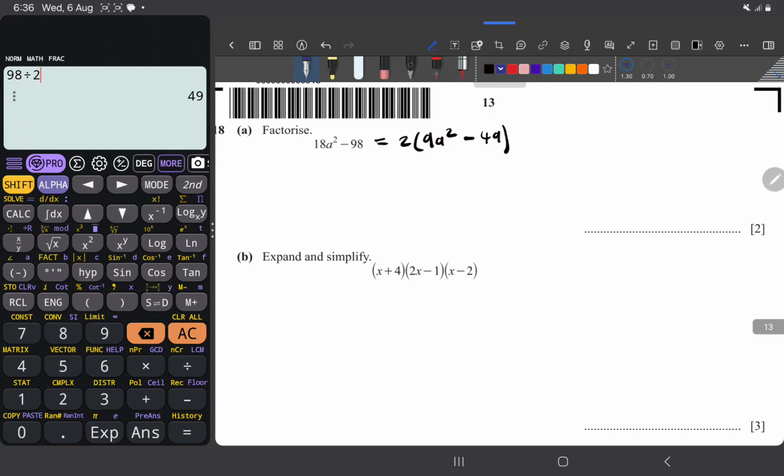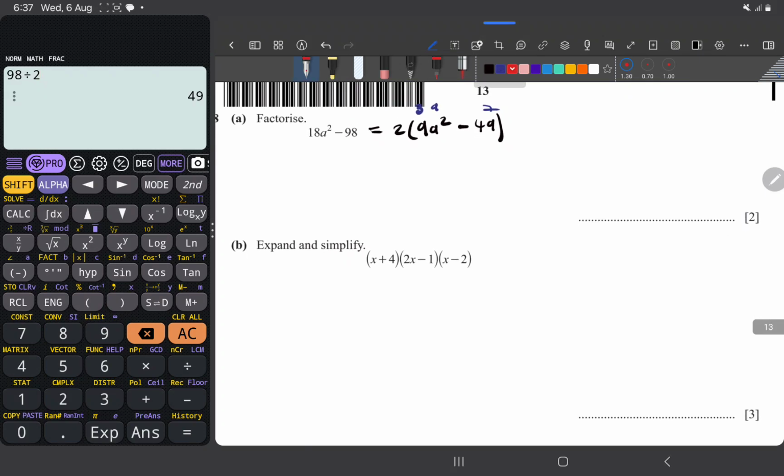So 9 is a square number. You get it when you say 3 times 3. So you square root it, you get 3. A squared is a square number. You get it when you say a times a. So what is the square root of a squared? It's just an a. That's the number which multiplies itself to give you a squared. What number multiplies itself to give 49? Square root of 49, 7.